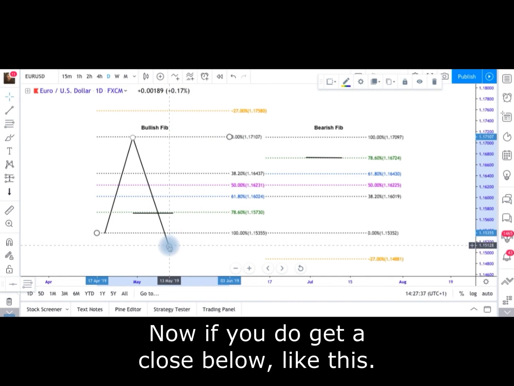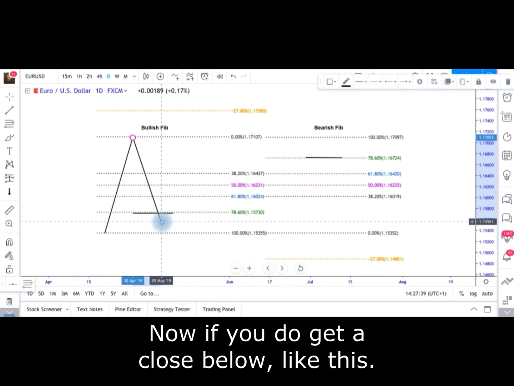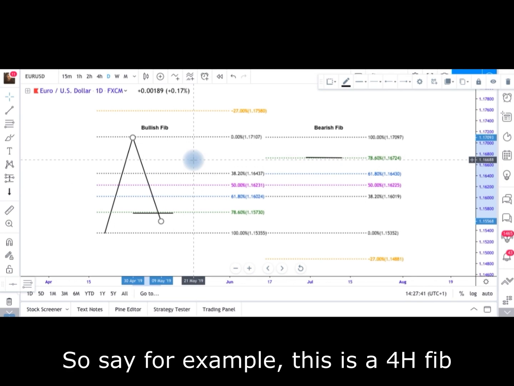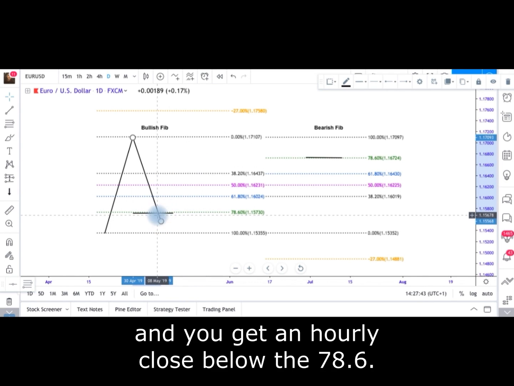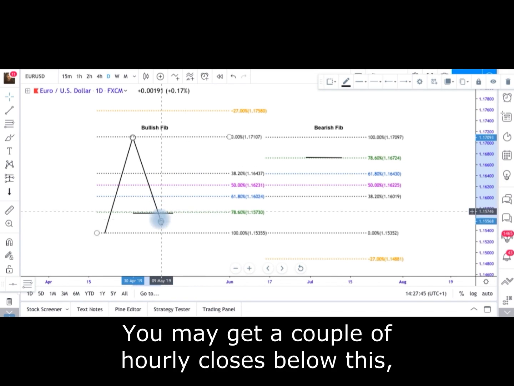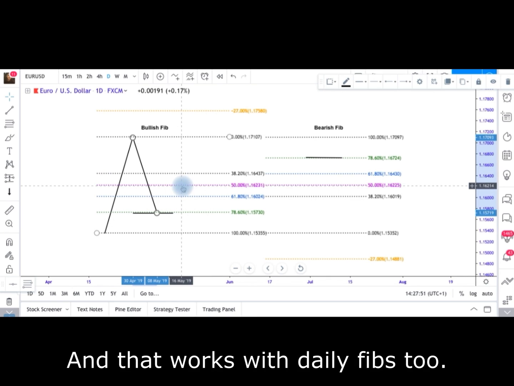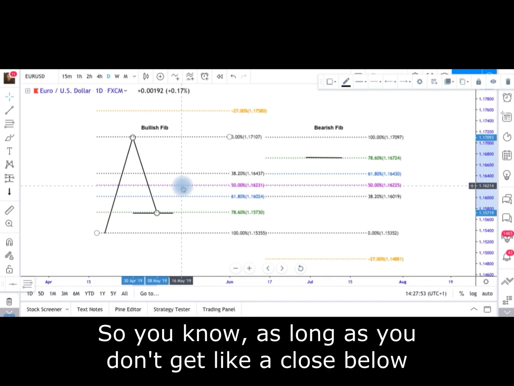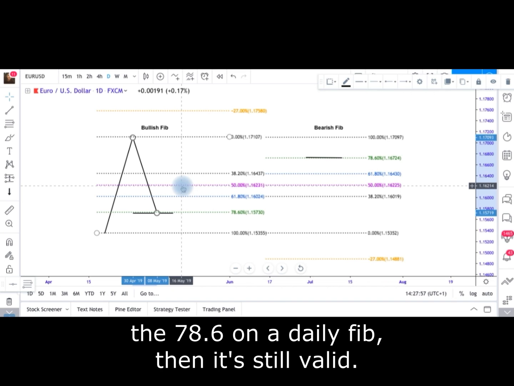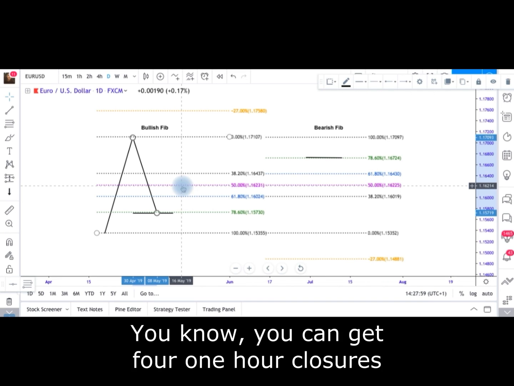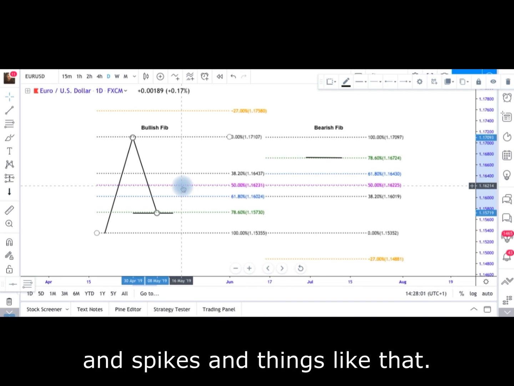Now, if you do get a close below like this, say for example this is a 4-hour Fib, and you get an hourly close below the 78.6, you may get a couple of hourly closes below this, but as long as the 4-hour actually closes above, it's still very much valid. And that works with daily Fibs too. As long as you don't get a close below the 78.6 on a daily Fib, then it's still valid. You can get 4-hour and 1-hour closures and spikes and things like that.